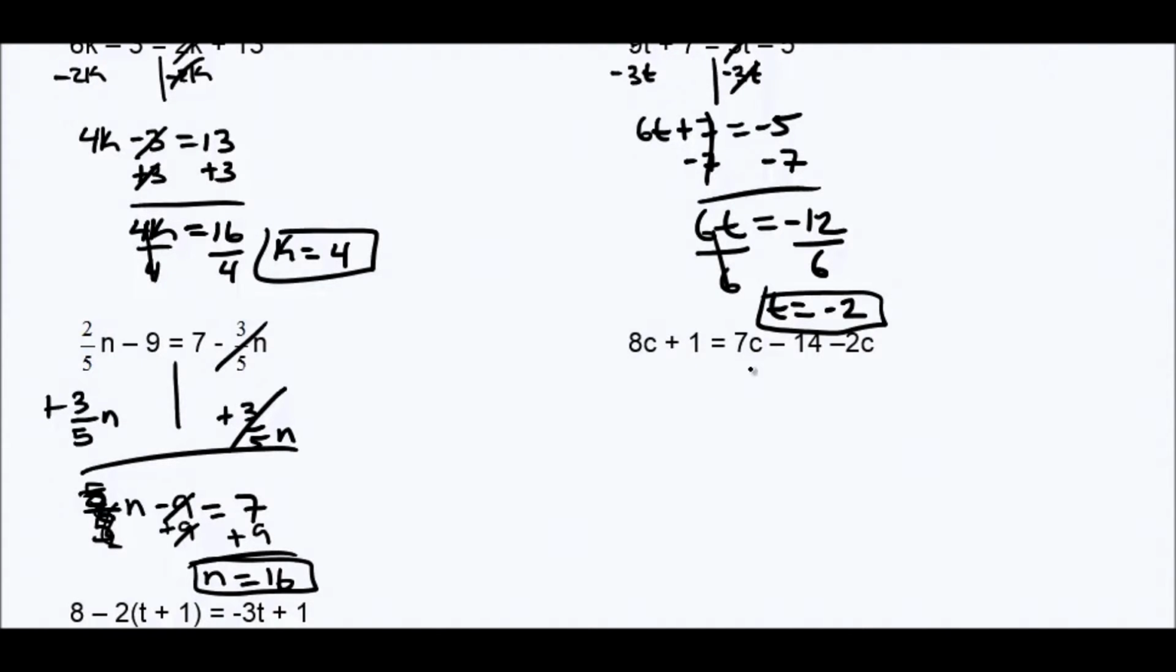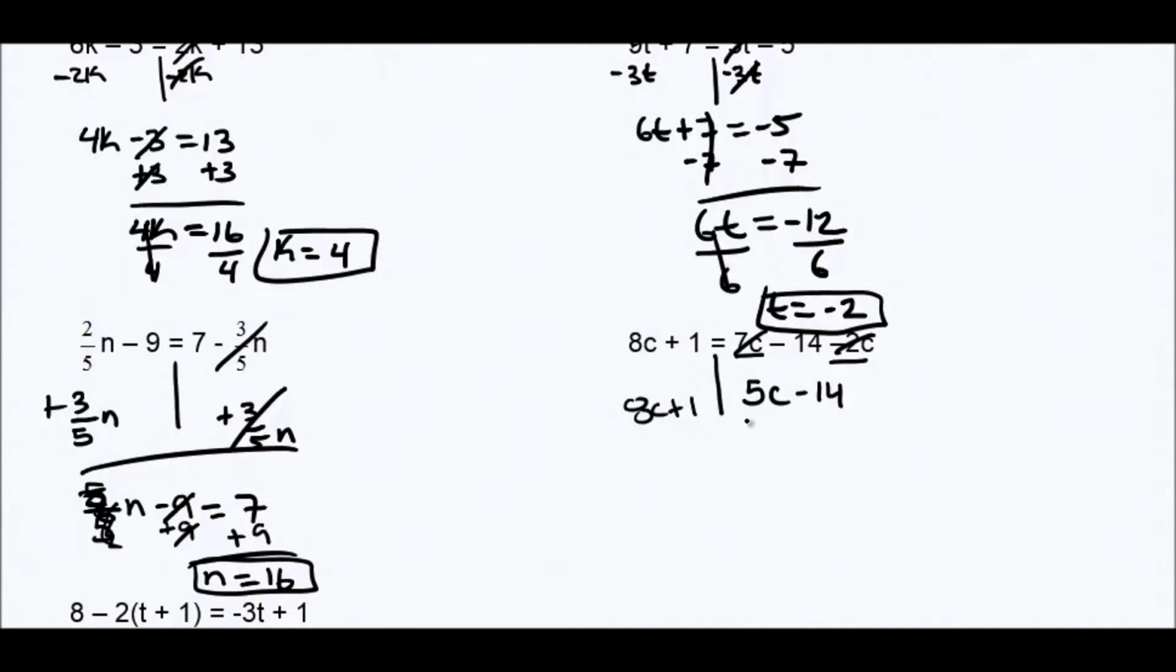Okay. So here, in addition to having variables on both sides, we have one more step. Look at the left side. There's nothing we could do on the left side. But if you look at the right side, we could combine like terms to simplify it. And that's what we're going to do. So 7c and a negative 2c, or 7c minus 2c, is 5c. At this point, just bring everything else down. On the left side, I have 8c plus 1.